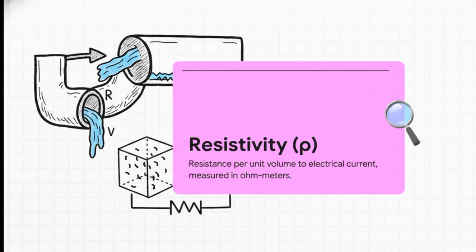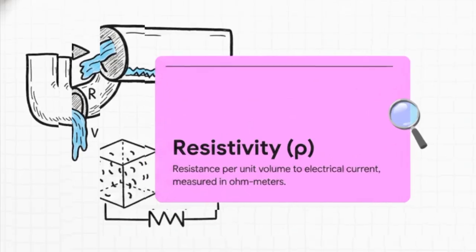The voltage is the water pressure pushing it along. And the resistance, that's the friction inside the pipe that's slowing the water down. Resistivity is just a fundamental physical property of any material. It's the resistance per unit volume, and we measure it in units called ohm meters.